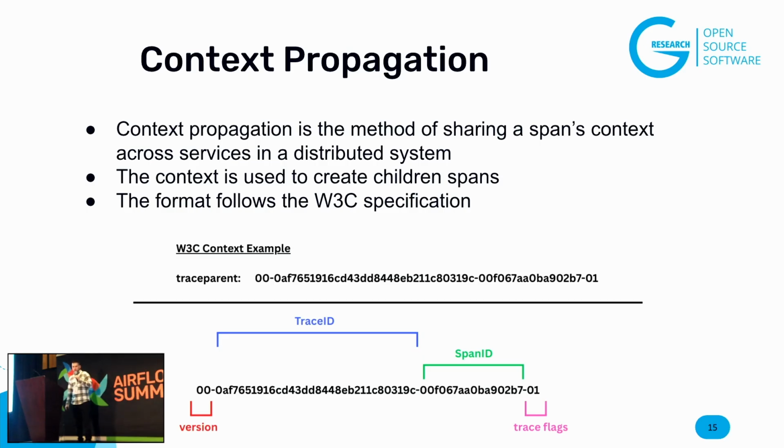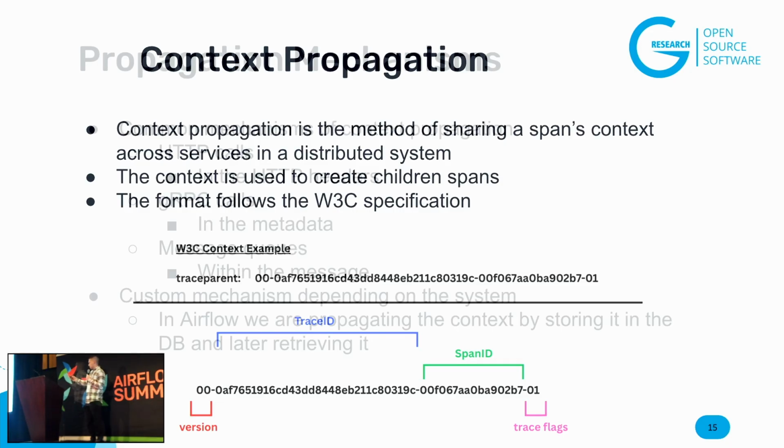Now, context propagation is the method of sharing a span's context across different services. The context is then used so that we can let the new span know who the parent is. Like task 1. Task 1 is your parent. The context follows the W3C specification and looks like this. We have the trace ID and the span ID, and this is of the current span. Now, this is later exported into a dictionary.